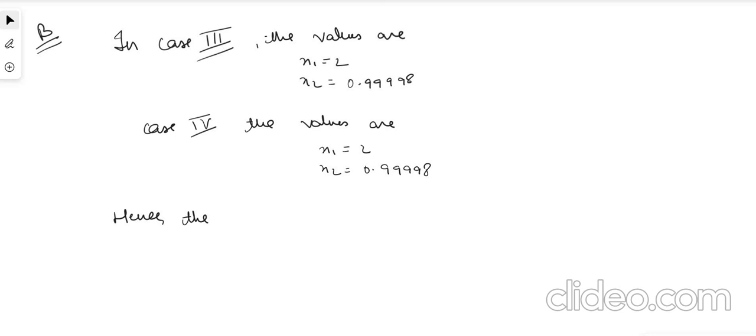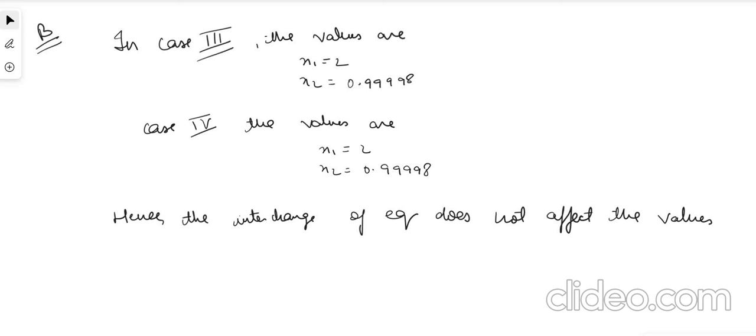Hence, the interchange of equations does not affect the values of case 3 and case 4.